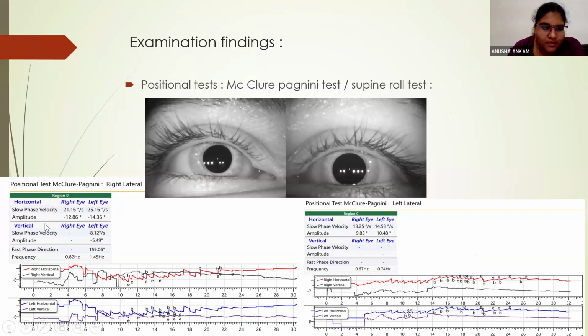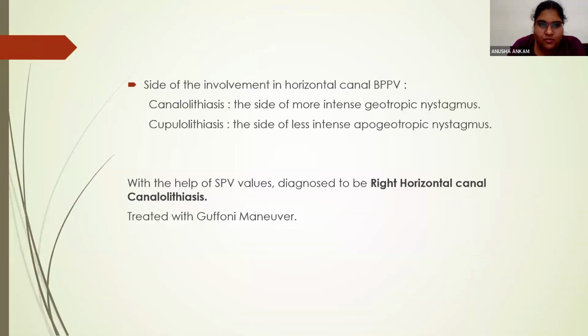If we see the values clearly here, this is the right beating on right lateral. We can see the horizontal component slow phase velocity is around 20s, and on left lateral the horizontal component slow phase velocity is 13, 14 like that. So it is more intense on the right lateral position. We diagnosed it as right horizontal canal canalolithiasis, and we tried Gufoni maneuver, and it was successful. She was non-symptomatic and had no nystagmus after the maneuver.